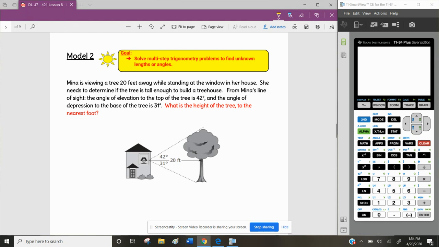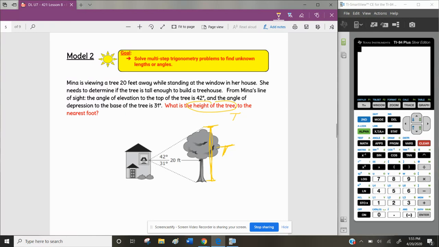So we have a person looking out their window, and what do they want to find? They want to find the height of this tree, the whole height of the tree, that way they can build a tree house in there. So I'm going to call this capital T to represent the height of my tree. I don't want to use H because typically H could mean height, meaning altitude, or H for hypotenuse. So I'm going to stray away from using H as my variable here. So T is what I want to find.